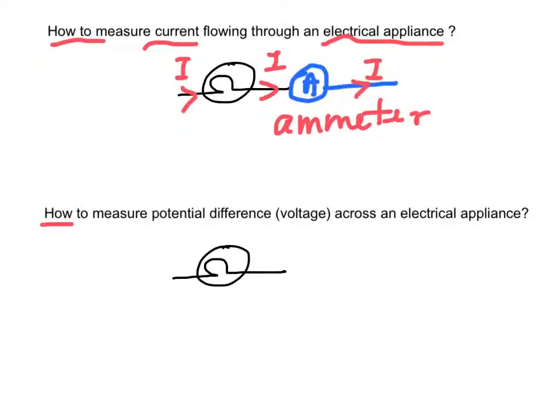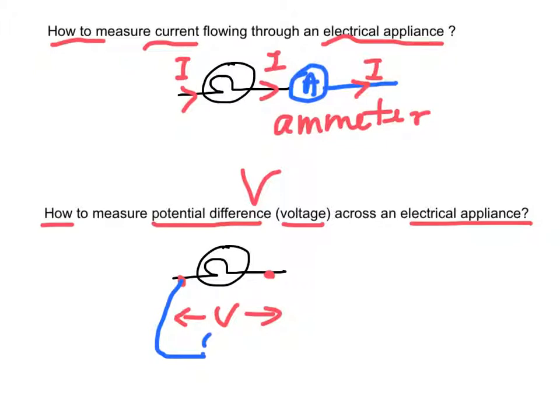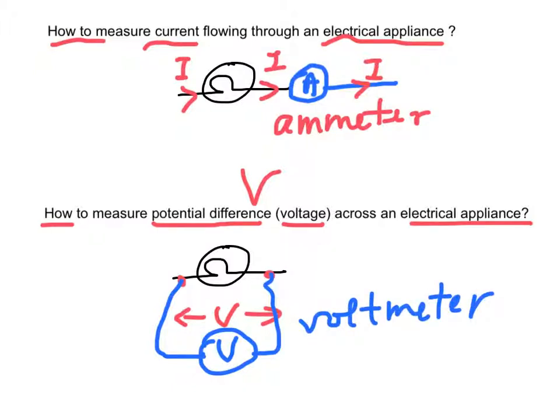Then, how to measure the potential difference or voltage V across an electrical appliance? In order to measure the voltage across the light bulb, we should connect a voltmeter in parallel to the light bulb. Therefore, the voltmeter reading will be equal to the voltage across the light bulb.